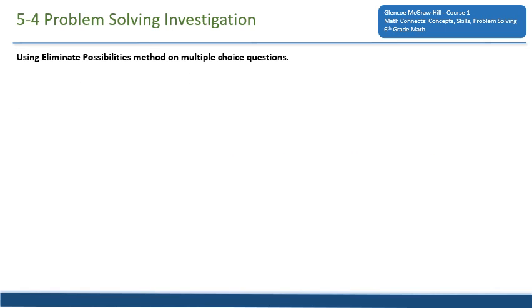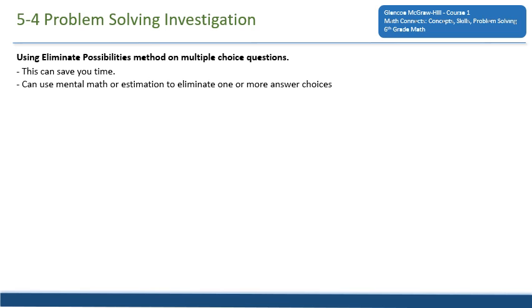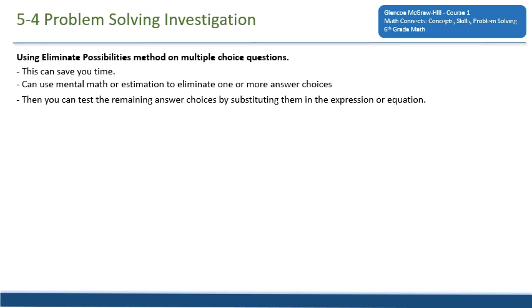Use the eliminating possibilities method on multiple choice questions. This can save you time. You can use mental math or estimation to eliminate 1 or more answer choices. Then you can test the remaining answer choices by substituting them in the expression or equation.